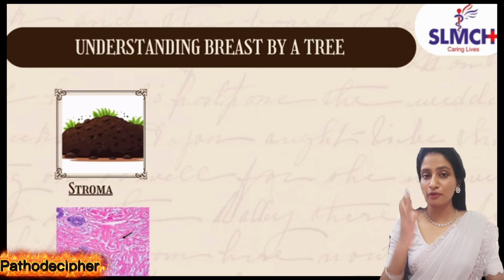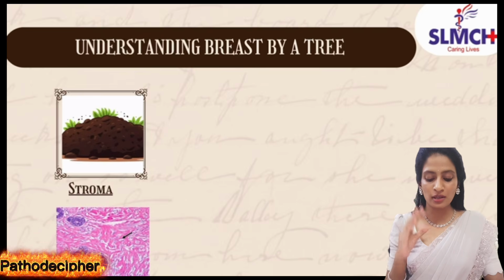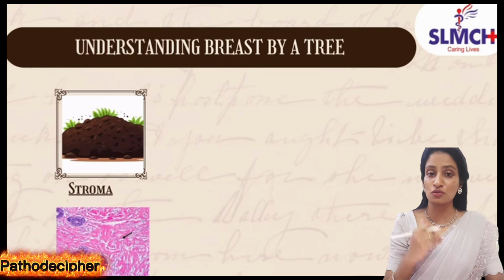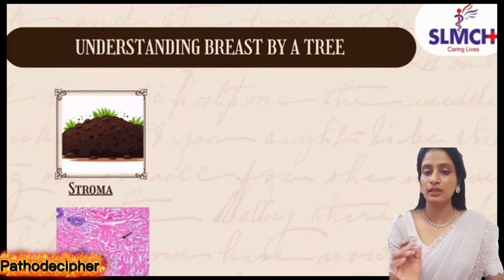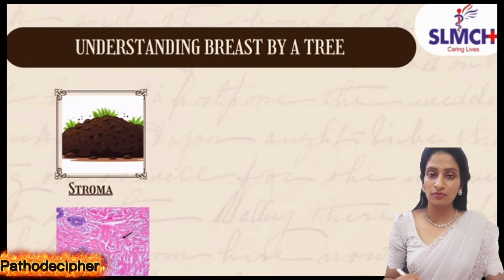Ultimately, for every tree there should be a support system, that is the soil. Here we are comparing the soil with the stroma. The stroma has myoepithelial cells and fibroblasts. All this connective tissue, everything together, is called stroma.